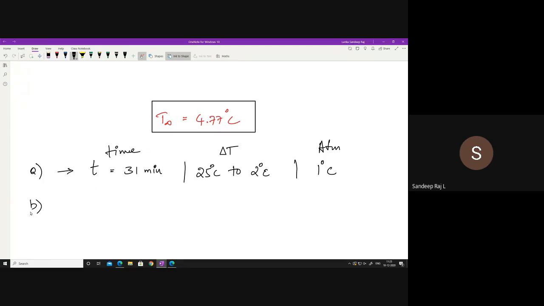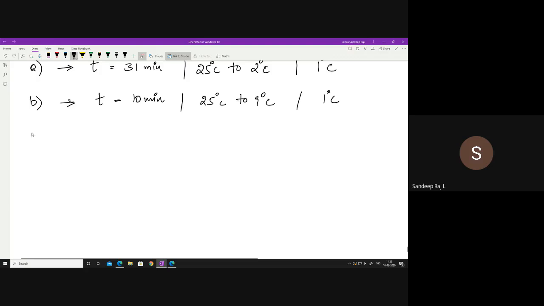And let us see the second case. In second case, what is the time? 10 minutes is the time. And what is the delta T? It is from 25 degrees centigrade to 9 degrees centigrade. And here also the atmosphere temperature is 1 degree centigrade.